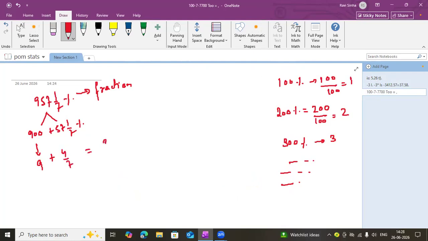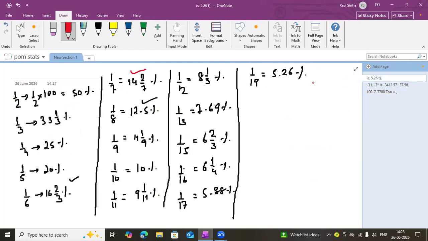And solving this, 9 plus 4 by 7. This is 9 into 7 is 63, plus 4, 67 by 7. So 957 1 by 7% when converted into a fraction is 67 by 7. So let us see some more problems based on this.